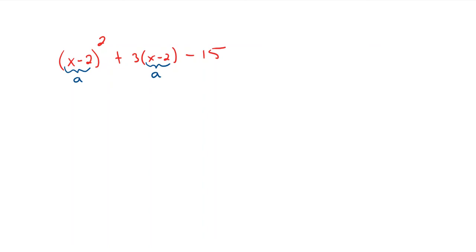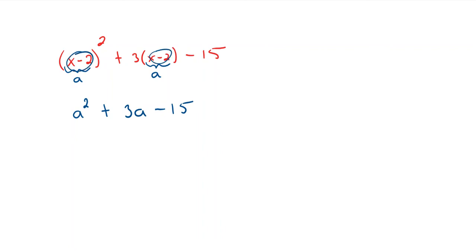I'm going to rewrite this as a squared plus 3 times a minus 15. I'm just going to leave it like that for a minute, okay? And we're going to just remember that a really is x minus 2.